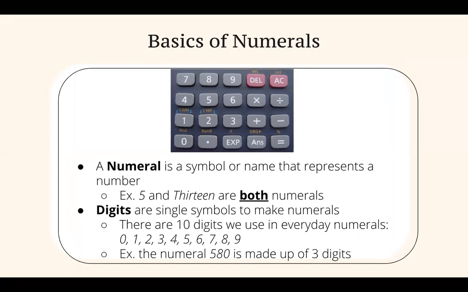So all the digits that we need to know are just 0 through 9. You might want to think of 10 as a digit, but 10 is made up of the two digits 1 and 0. And so that's visualized up here on the calculator where we have 0, 1, 2, 3, 4, 5, 6, 7, 8, 9 listed out. And so those 10 digits are really what's used to make up any and all numbers. As an example, below we have the numeral 580, and it's made up of the three digits.